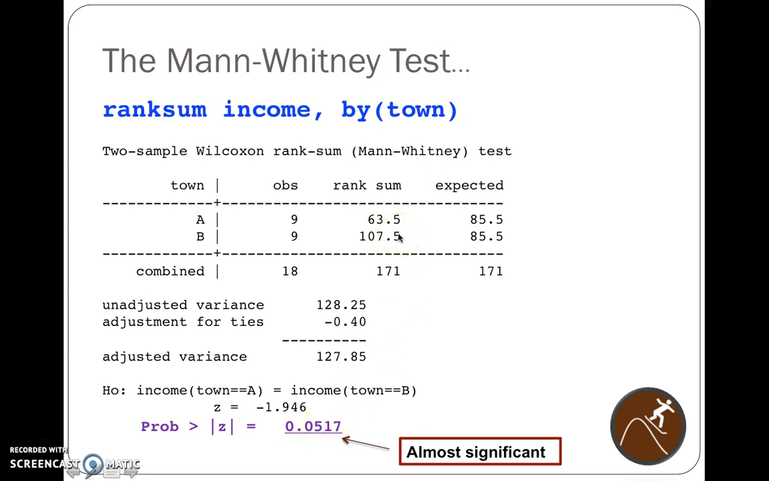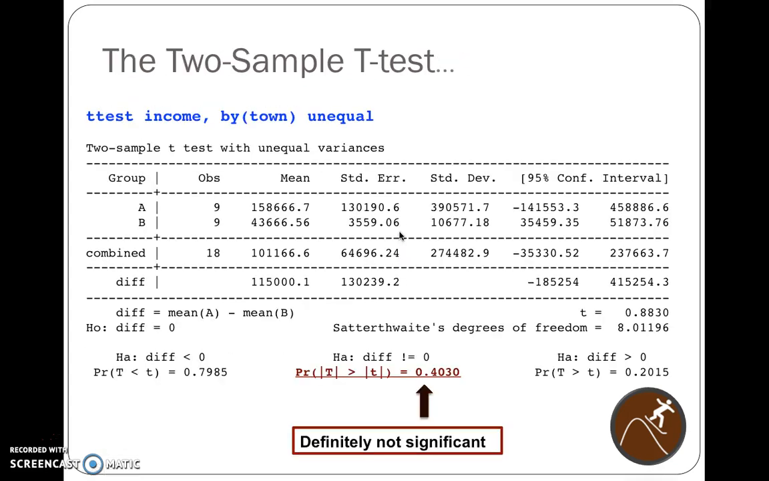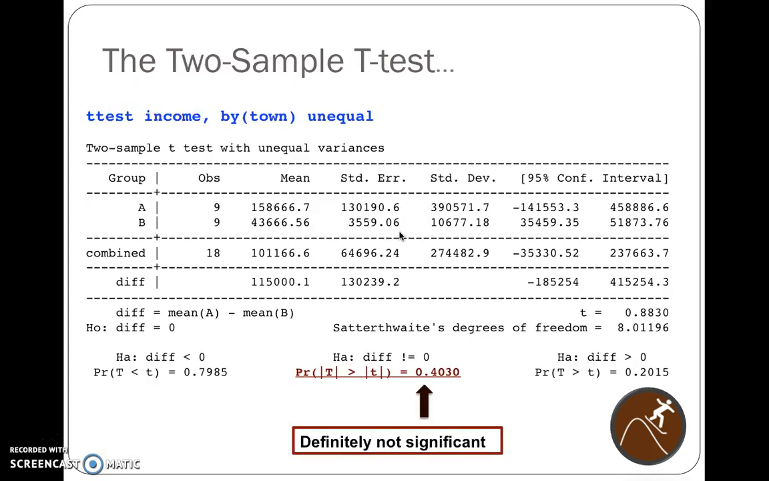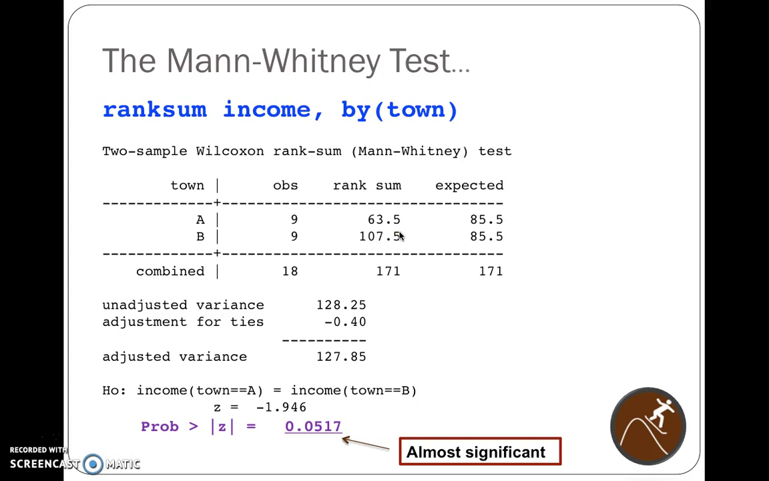So that p-value of 0.05, if I scroll back, is way different than the p-value of 0.40. That's definitely not significant based on the averages. However, based on the rank sums, we almost show that town B is actually wealthier than town A, despite the fact that town A had a mean income of $158,000 versus town B's mean income of $43,660. So what's going on? How does this work? That might be something that you're interested in knowing.